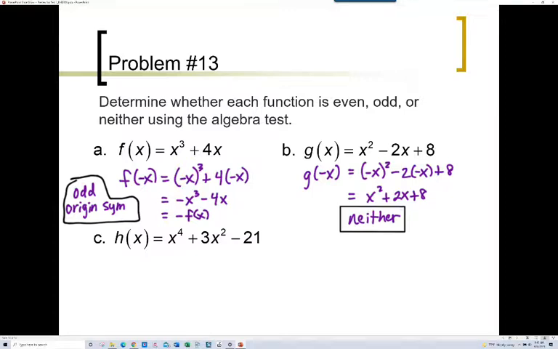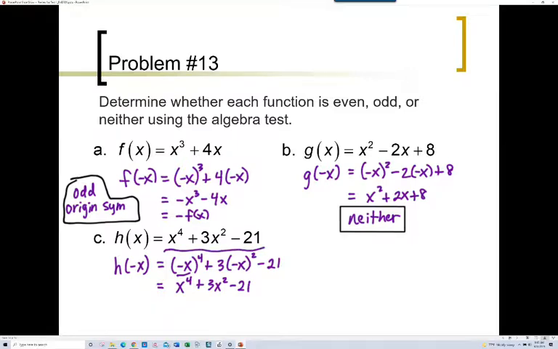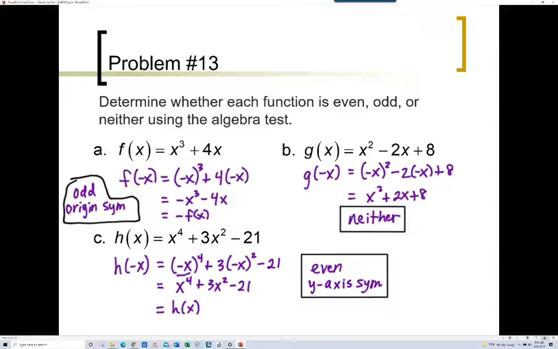All right, let's look at C. We'll do the same thing. We'll plug in a minus x. And notice when you take a minus x to an even power, you're always going to get a positive. So this is just x to the fourth. The same thing here with the 3 times a minus x squared. A minus x times minus x is x squared. And so we'll end up with 3x squared there. And the minus 21 we just bring down. So you can see that we're back to the original function we started with, or h of x. And so this is an even function, which means we have symmetry with respect to the y-axis.